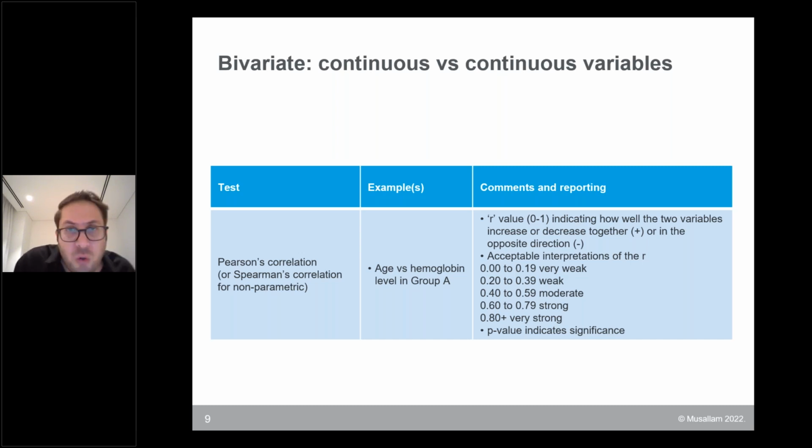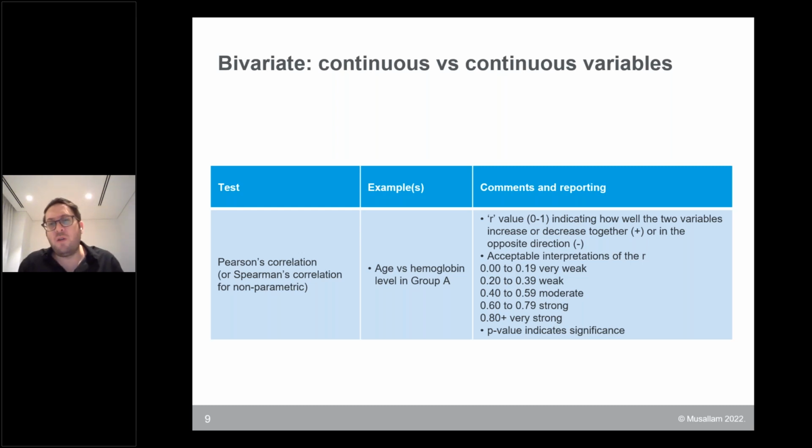When you want to compare two continuous variables, for example age and hemoglobin level, we use Pearson's correlation if we're talking about normally distributed data. So you did the test and found it's normally distributed, or you went with my simple rule of a sample size of 30, or you use Spearman's correlation for non-parametric data. And what does this test give you? It gives you two values: one is the R and one is the p-value.